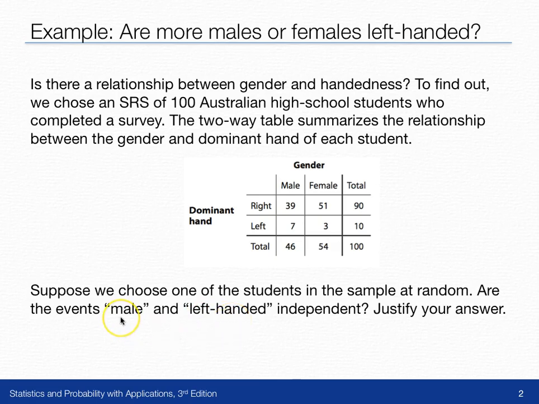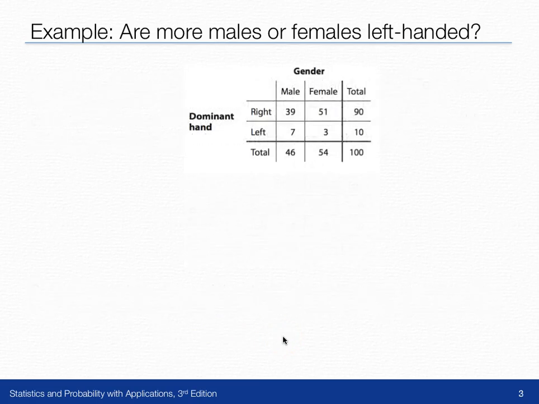If the answer is no, that being a male has no effect on the probability of being left-handed, then the two events are independent. If being a male makes a student more or less likely to be left-handed, then the two events are dependent. So let's take a look at the table.